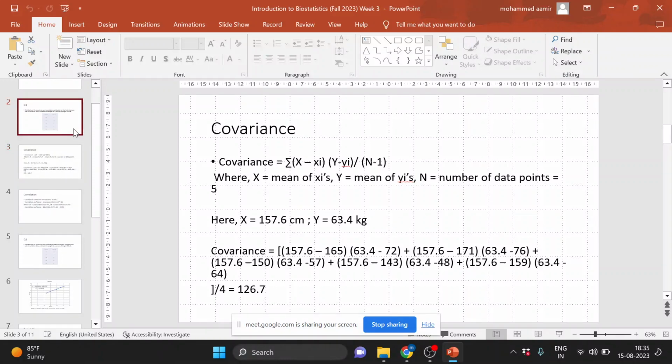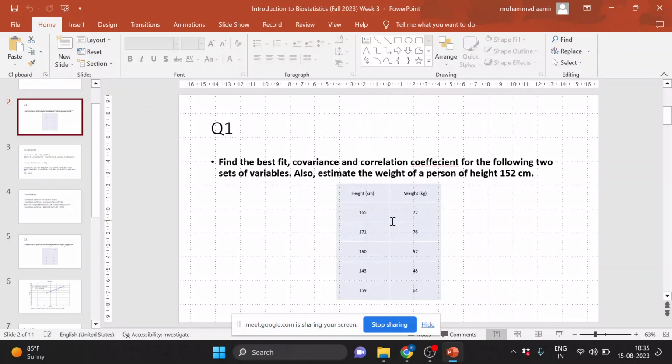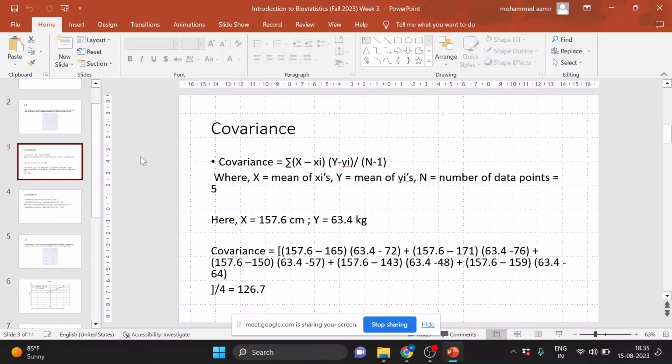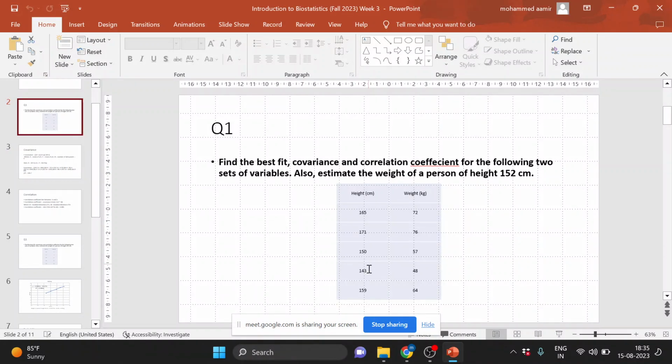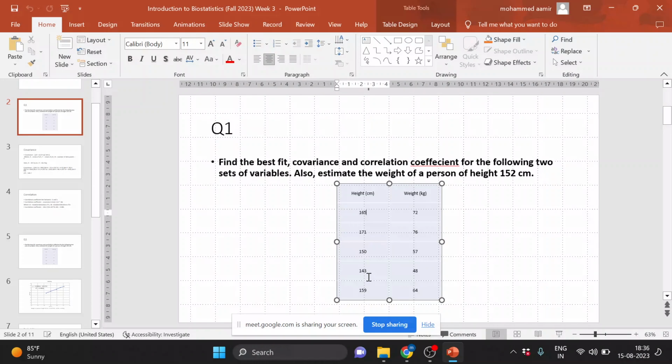Now you are given a table like this, right? You have x values and y values. These are your x's and these are your corresponding y's. Covariance is given by sigma of capital X minus xi, where capital X is the mean of your xi's. It's the mean of all these x values.